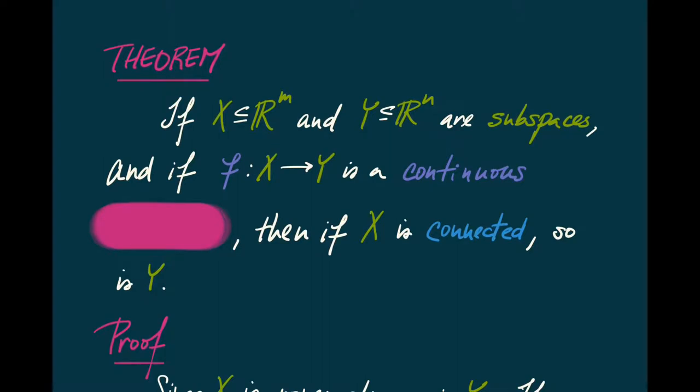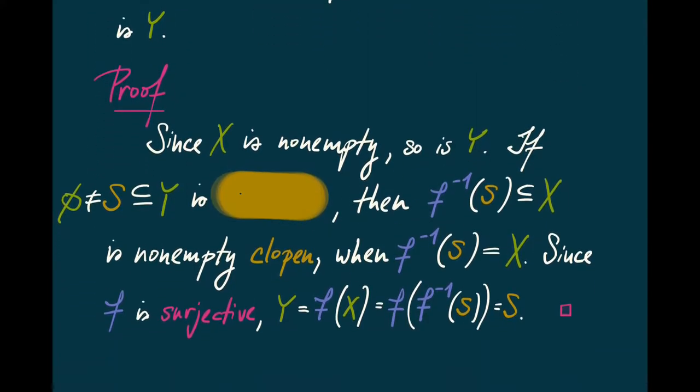If X and Y are subspaces of Euclidean space, and if f is a continuous surjection from X to Y, then if our X is connected, so is our Y. Here's the proof. Since X is non-empty, Y must be as well. So now my task is to take a non-empty Clopen subset of Y, and to prove that in fact that non-empty Clopen subset is Y itself. To prove this, I'll take the inverse image of that non-empty Clopen. That's a non-empty Clopen now sitting inside X. Since X is connected, that implies that the inverse image of my S is equal to our X.